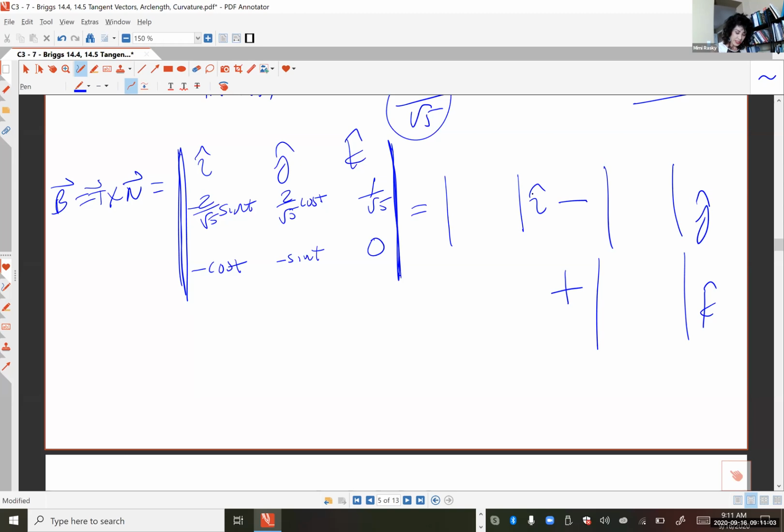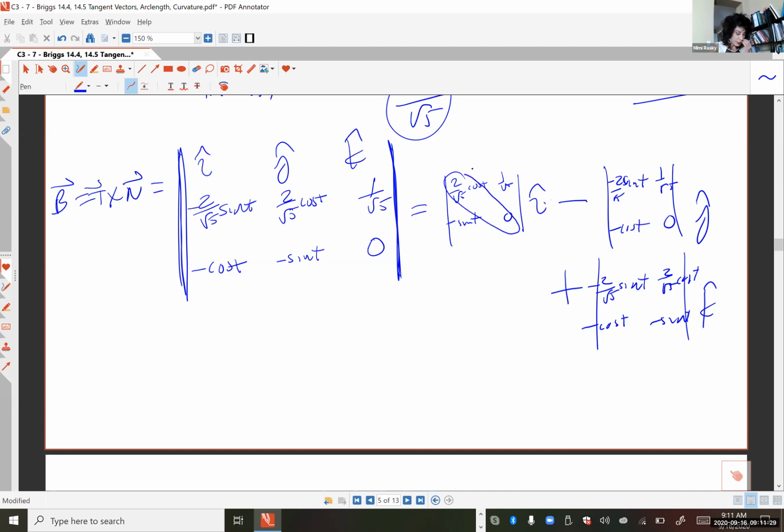So when you do this, the i hat is going to end up having 2 over square root of 5 cos t, 1 over square root of 5 minus sine t, 0. This one's going to have minus 2 over square root of 5 sine t, 1 over square root of 5 minus cos t, 0. And this one's going to have minus 2 over square root of 5 sine t, 2 over square root of 5 cos t minus sine t.